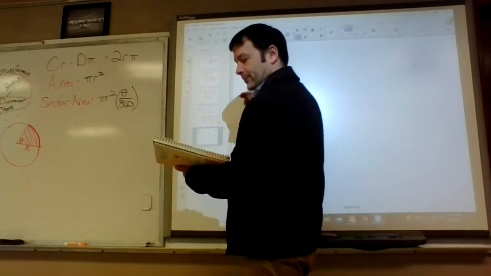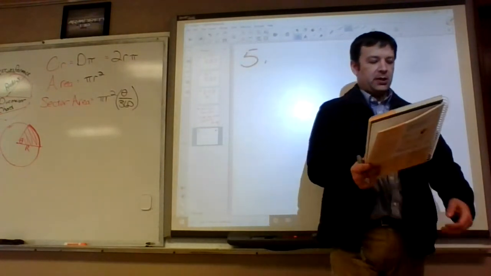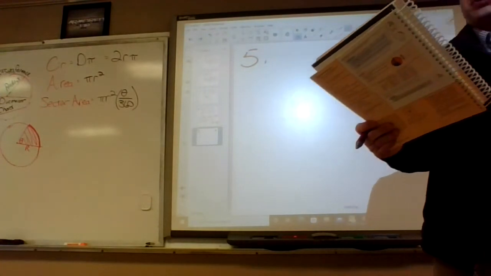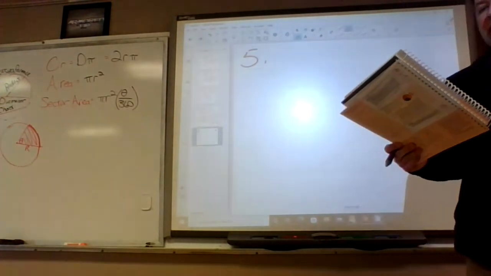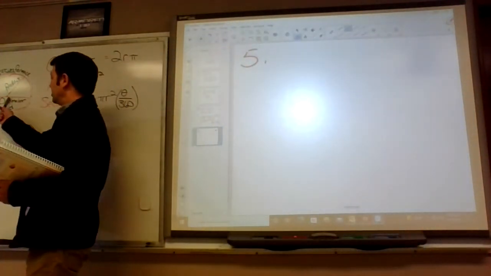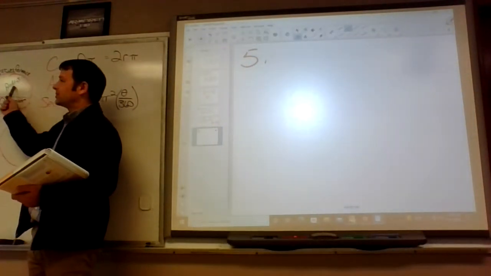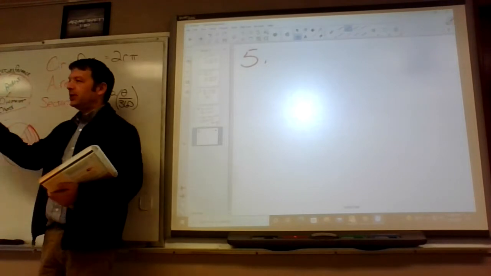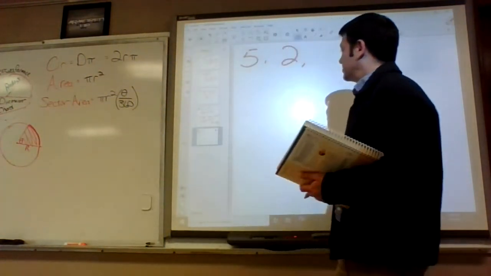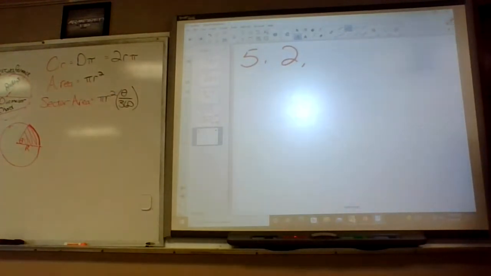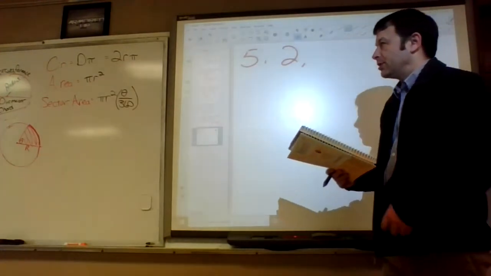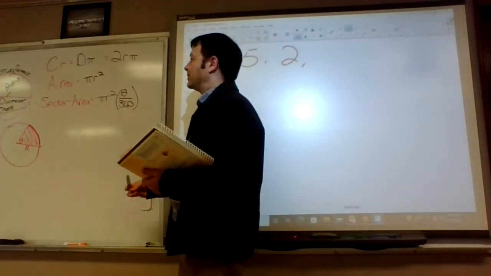Okay, number 5. Kind of the same thing. They just didn't draw a picture for us. On number 5, if the diameter is 4, then what's the radius? 2. A radius is always half the diameter. So I'm just going to put these answers in order. 2 is the radius. If the diameter is 4, what's the circumference?